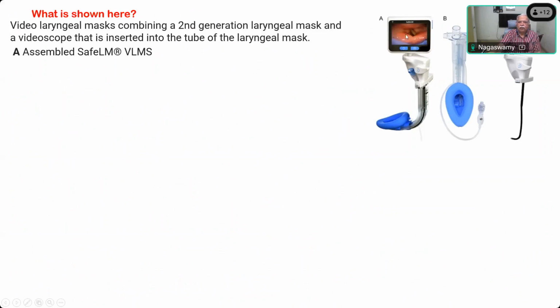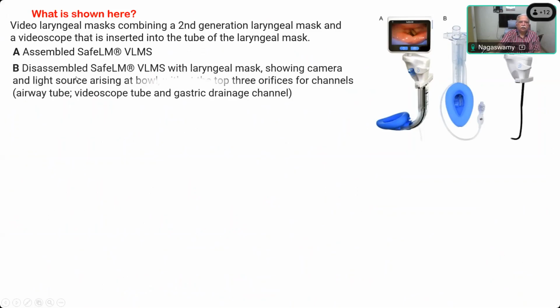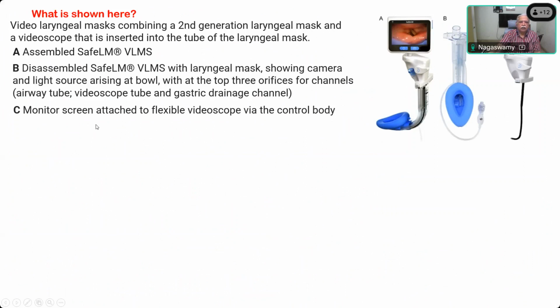A is the totally assembled video laryngeal mask. So it is called VLMS, video laryngeal mask scope. And the second part, it has been dismantled in B. You can see the disassembled LMA with the laryngeal mask showing camera and light source arising at the bowl and the top of the 3 orifices or channels for airway, videoscope tube, and gastric drainage. And C is the monitor screen attached to the flexible videoscope via the control body.